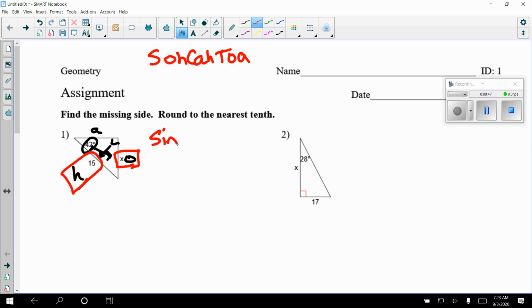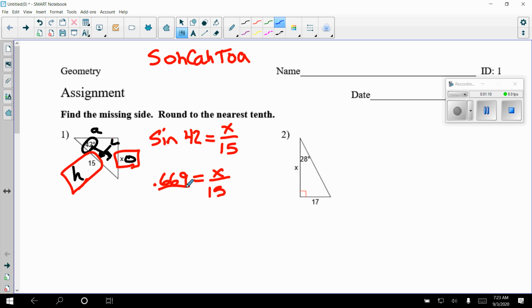So I'm going to write the sine of the angle, which in this case is 42, equals opposite on top, so that was x, hypotenuse on bottom, that was 15. So the sine of 42, if I get my calculator, is 0.669. So that equals x over 15.